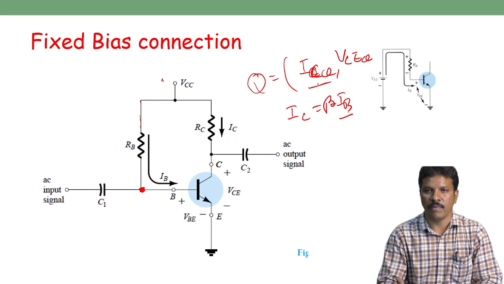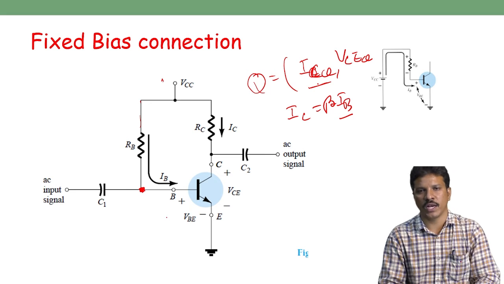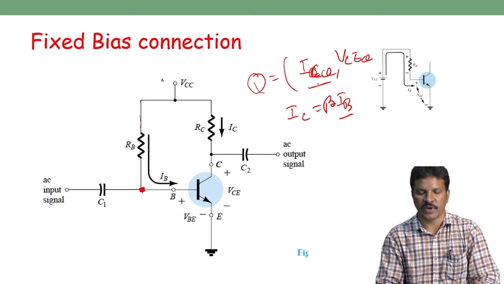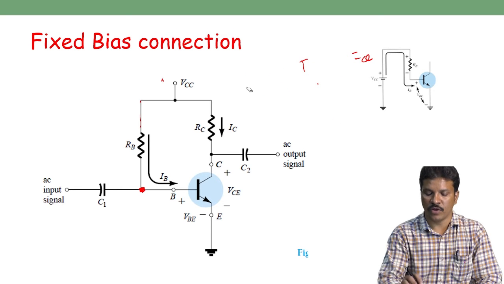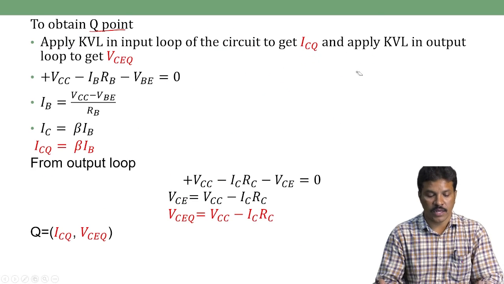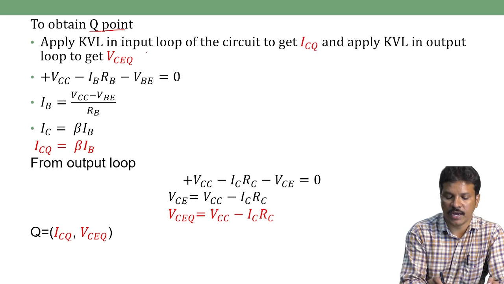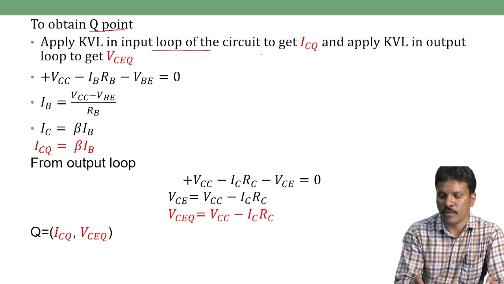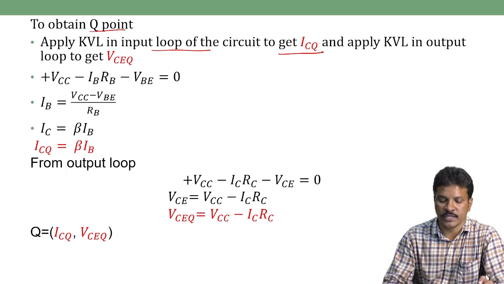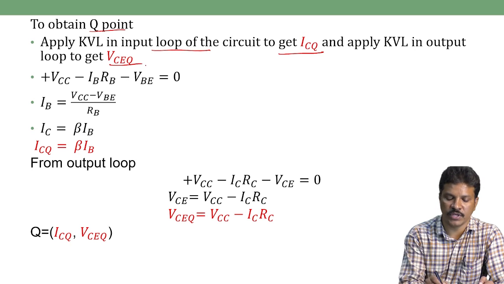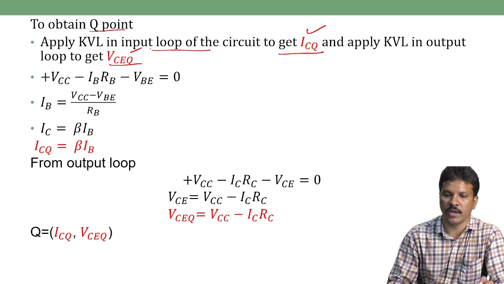So we have IB. Where is IB? Input side. How to get the input side? Apply the Kirchhoff current law and Kirchhoff voltage law at the input side. So we follow those steps. Then apply the Kirchhoff voltage law in the input loop of the circuit to get the ICQ. Then apply Kirchhoff voltage law on the output side to get the VCQ. These two points are nothing but the Q point.